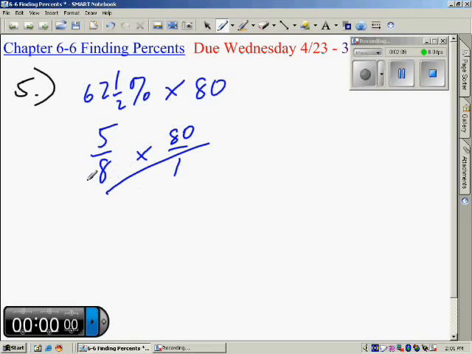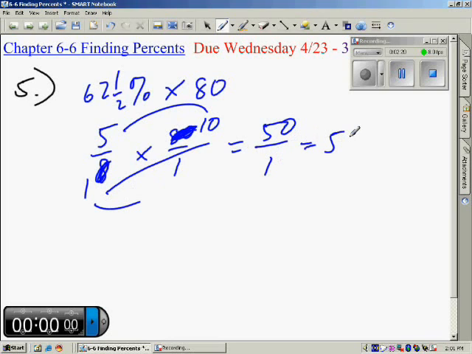Divide both those by 8. You get 1 here, and 80 divided by 8 is 10. So we multiply. Draw your arcs. 5 times 10 is 50. 1 times 1 equals 1. And your answer is simply 50.